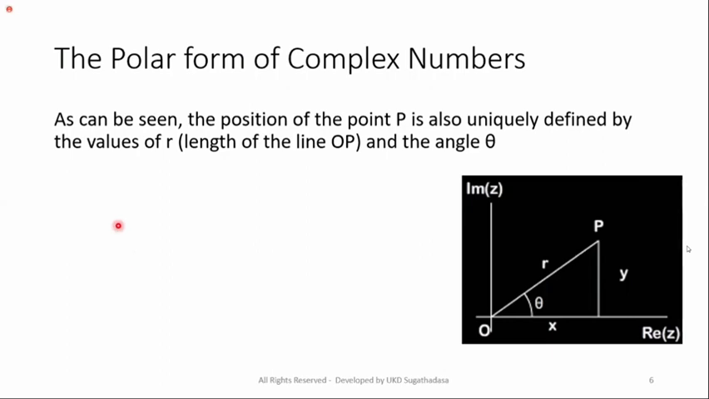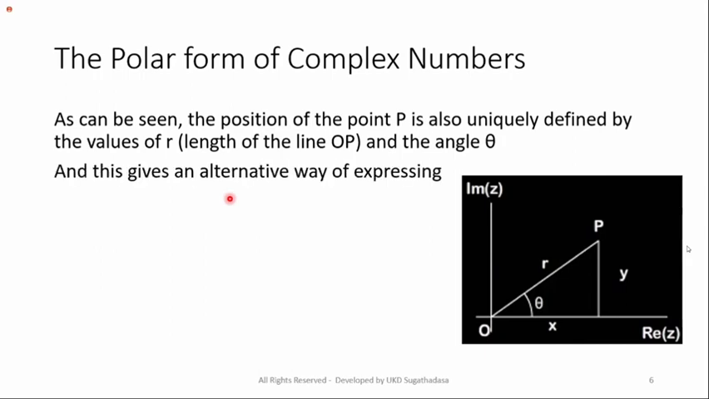As can be seen, the position of the point P is also uniquely defined by the value of R, the length of the line OP, and the angle theta. P is uniquely defined by the two coordinates, R and theta. This gives an alternative way of expressing a given complex number. Remember, very interesting, we are now going to express the complex number in terms of R and theta instead of X and Y, right?